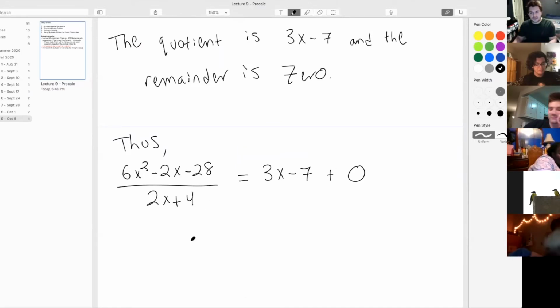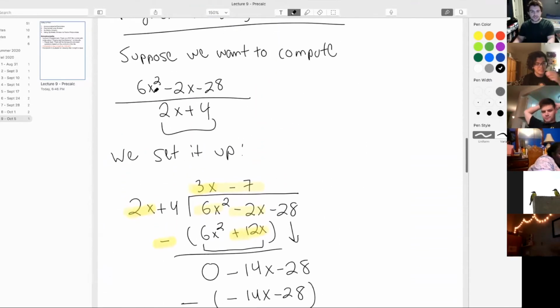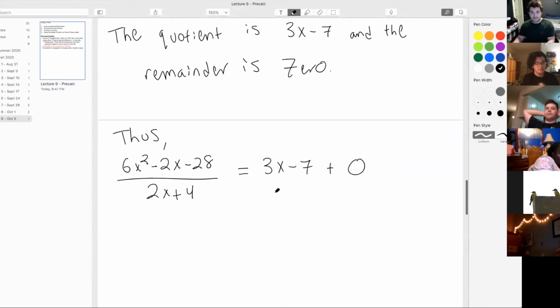All right, so what we gathered, so remember what the question was. Let's not lose sight of the question. We just did 6x squared minus 2x divided by 2x plus 4, which is this. And we have figured out that it's equal to 3x minus 7 plus 0.